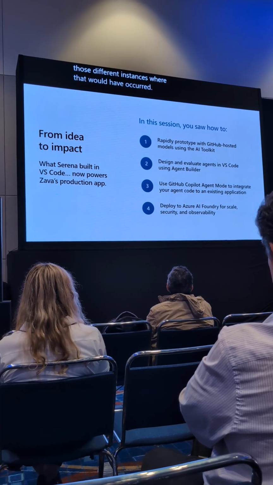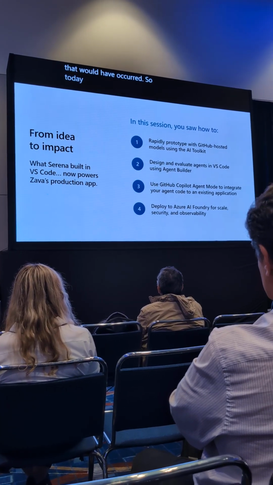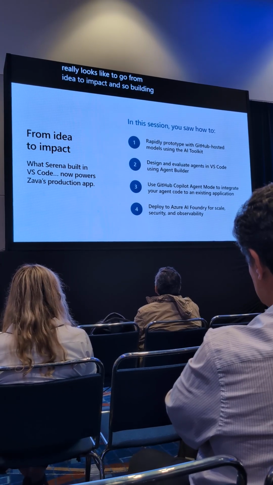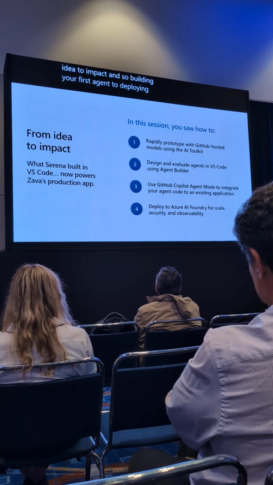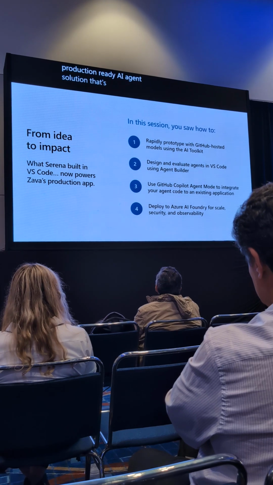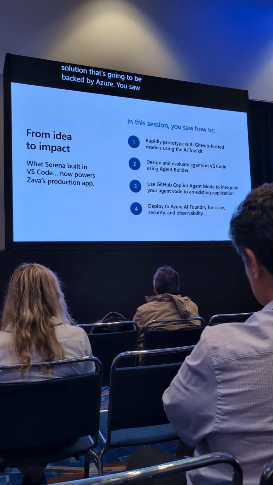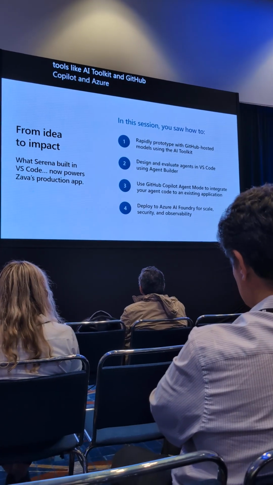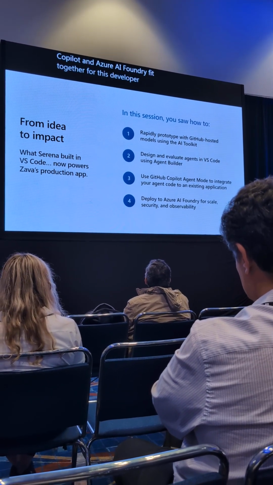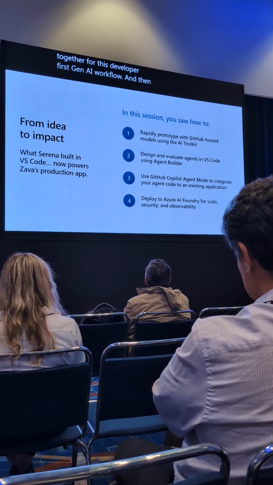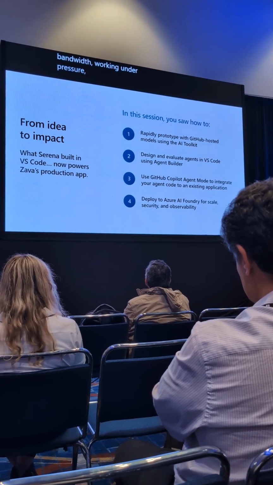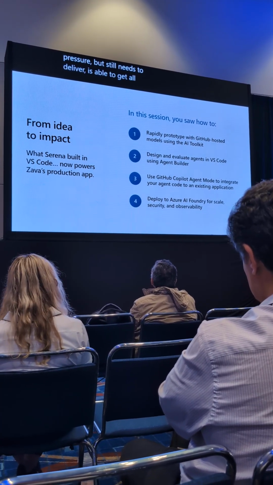So today we walked through what it really looks like to go from idea to impact, from building your first agent to deploying a production-ready AI agent solution that's going to be backed by Azure. We saw how tools like AI Toolkit and GitHub Copilot and Azure AI Foundry fit together for this developer-first Gen AI workflow. And then you saw how developers like Serena, someone low on bandwidth, working under pressure, but still needs to deliver, is able to get all this done through the tools that I shared today.